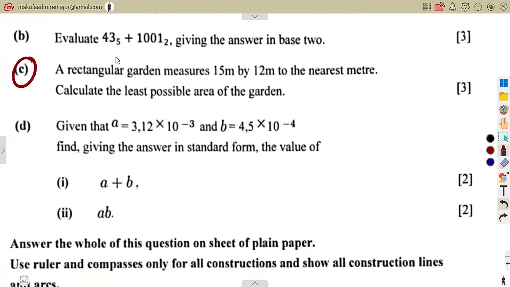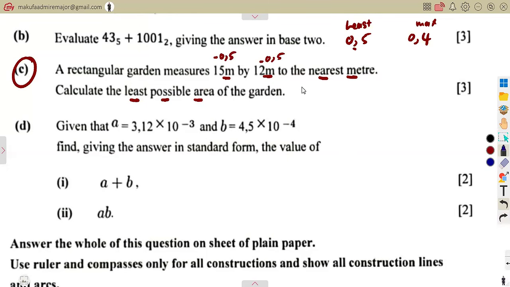B, a rectangular garden. It measures 15 by 12 meters to the nearest meter. These are already meters. And to the nearest meter, like I said, we are going to talk about the 0,5 and the 0,4 for the least and for the maximum. So we're asked to calculate the least possible area. For the least, we're going to subtract 0,5 from 15. We subtract 0,5.